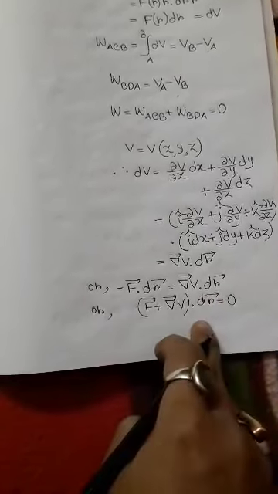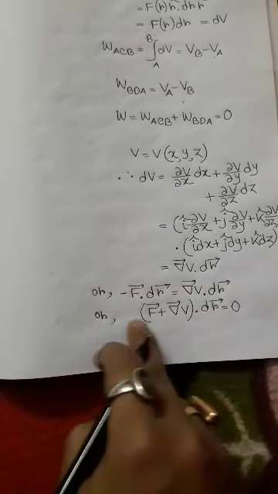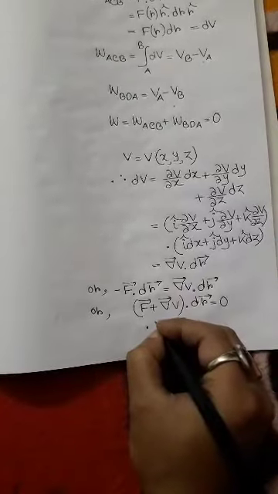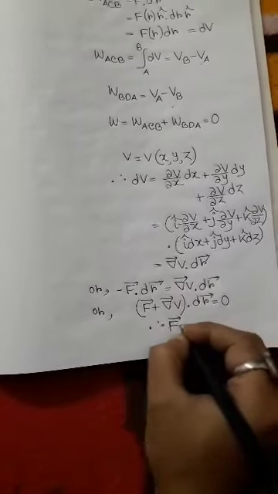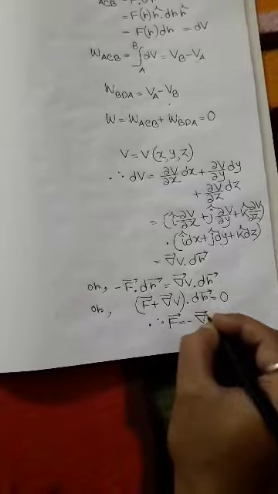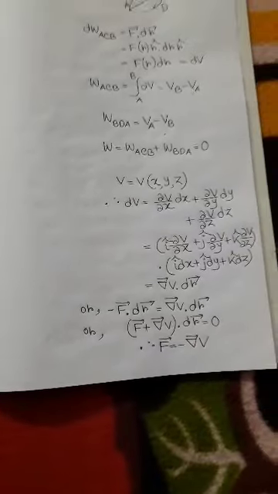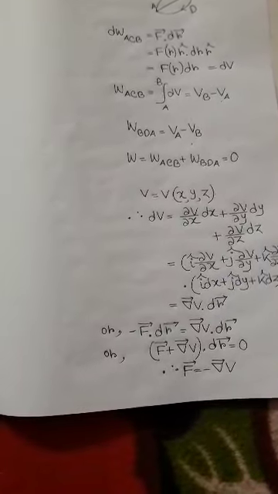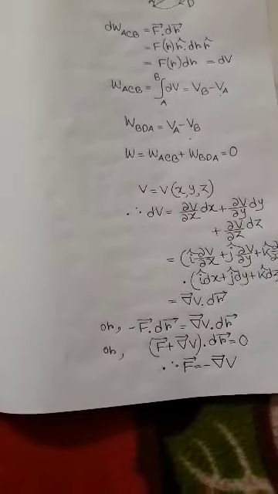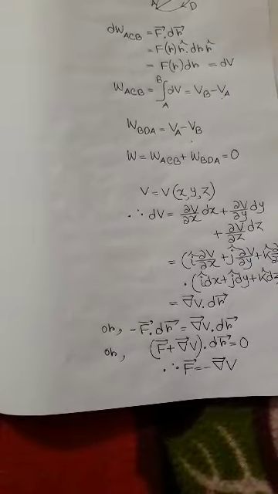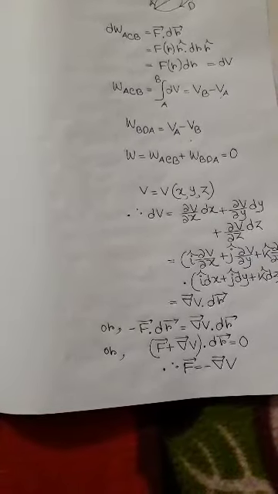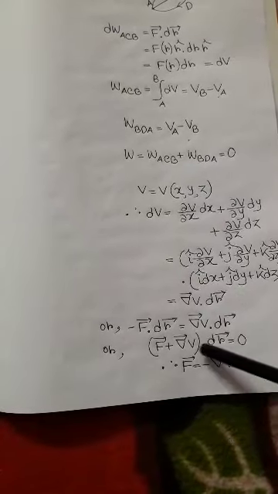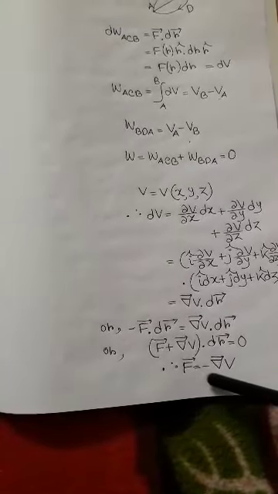Now since dr is arbitrary, its coefficient will vanish. That means this term is 0. So we can easily write F equals to minus ∇V. So I have told that the central force is conservative and this force can be expressed as the gradient of some scalar potential. So there is the proof, a second property, F equals to minus ∇V.